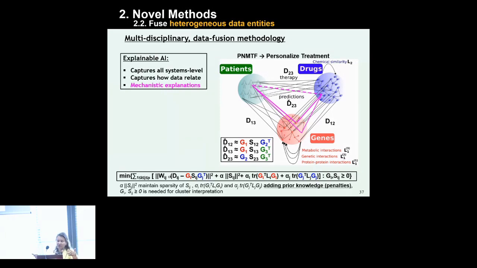So not only that, this methodology captures all systems level data. They capture how data relate. Because we capture how data relate, that means that we have fewer parameters to tune than deep learning methods, which is nice, and we provide mechanistic explanation, and there is more.